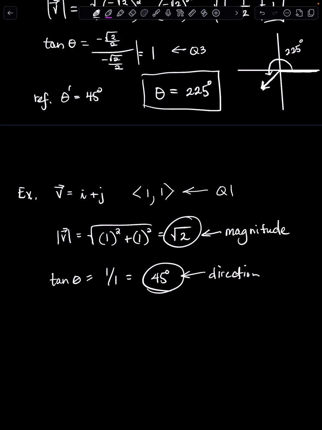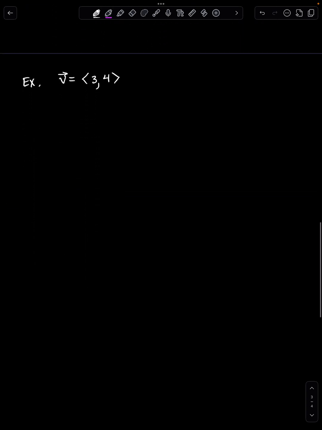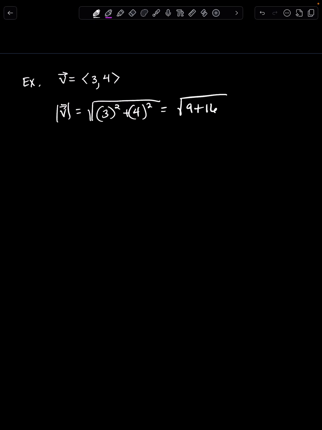Alright, let's do one more example. My vector is 3, 4. So my magnitude is going to be the square root of 3 squared plus 4 squared, which is 9 plus 16, or 5. That's my magnitude. This one, we've got tangent of theta equals 4 over 3. Quadrant 1. My horizontal is positive, vertical is positive.